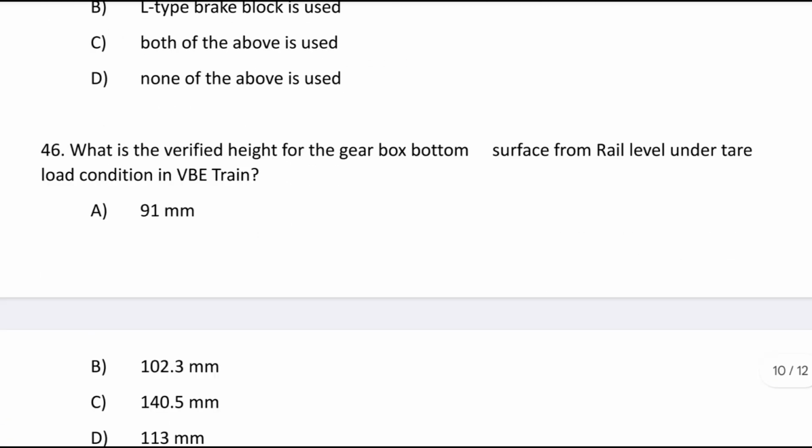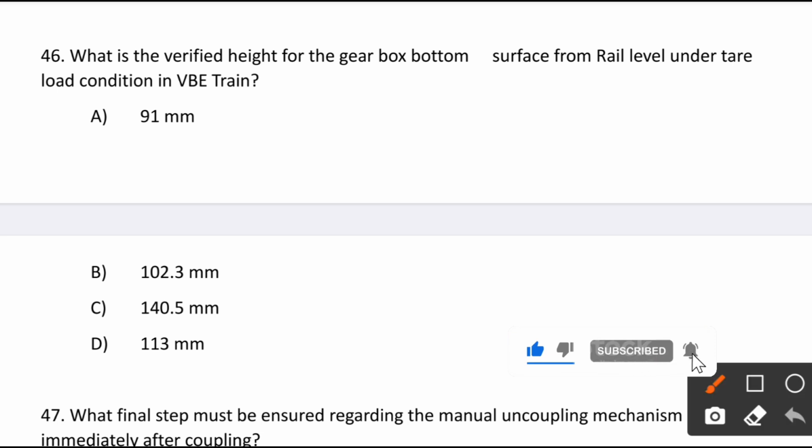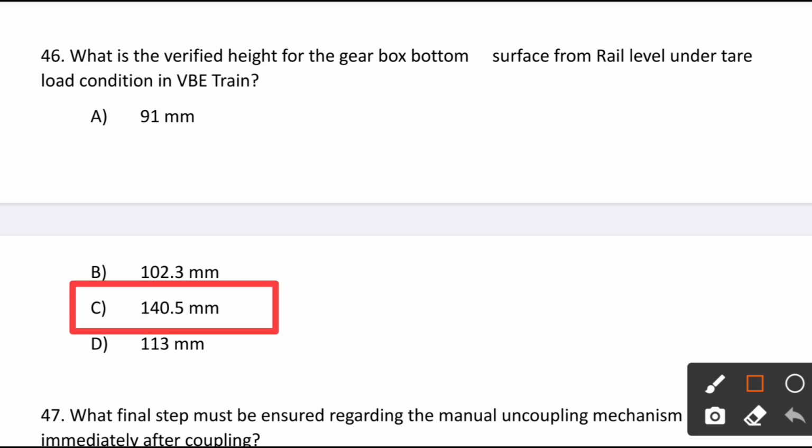46. What is the verified height for the gearbox bottom surface from rail level under tare load condition in VB train? A. 91 millimeters, B. 102.3 millimeters, C. 140.5 millimeters, D. 113 millimeters. In this question, the correct answer is C. 140.5 millimeters.